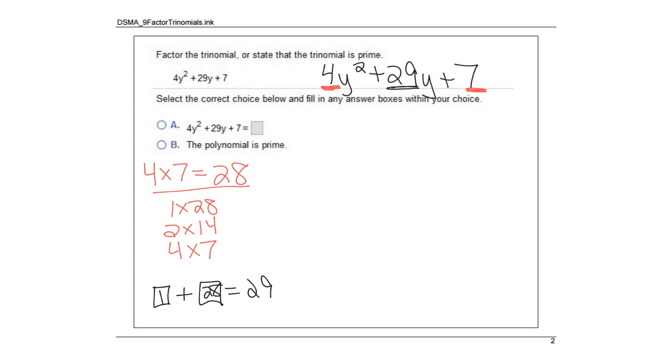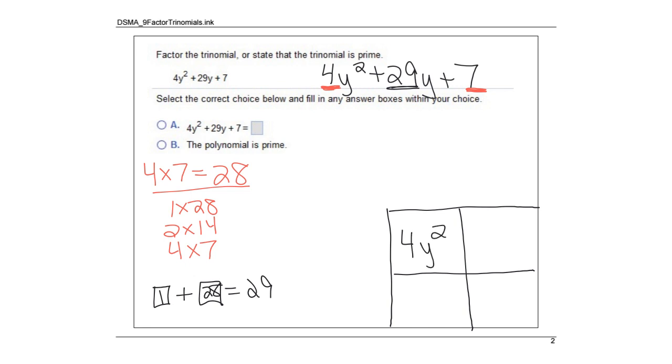So let's come over here and make our box. I'll give myself lots of room here. All right, in the first box, I'm going to put the first term from up above in the problem, so that's 4y squared. In the last box, I'm going to put the last term from the problem up there, so that's 7. Now I need to put the 1 and the 28 that I found, but they have to have a variable. So I'm going to have 1y and 28y. This was all my work over here. And again, it doesn't matter where you put it. I'm going to go ahead and put that 1 there even though it looks a little funny.